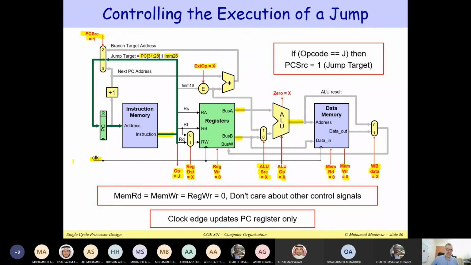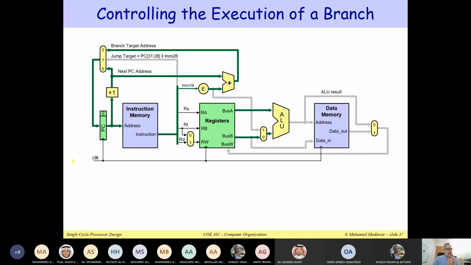So that's what will happen at the edge of the clock. We only update the PC because everything else is disabled. Now let us take a look at the branch. The branch is more interesting. So first we have to fetch the instruction. And then we have to examine the opcode.